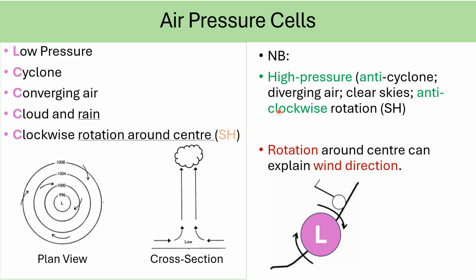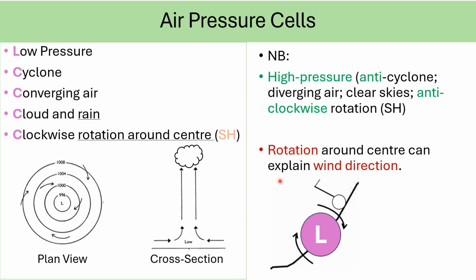Once you have memorized the low pressure cell, remember that the following applies to a high pressure. If a low pressure is called a cyclone, then a high is called an anticyclone. If the air converges in a low pressure, it diverges in a high pressure. Cyclones produce cloud and rain. Anticyclones have clear skies. Clockwise rotation of wind around the central low in the southern hemisphere, but anti-clockwise rotation of wind around the central high pressure in the southern hemisphere.